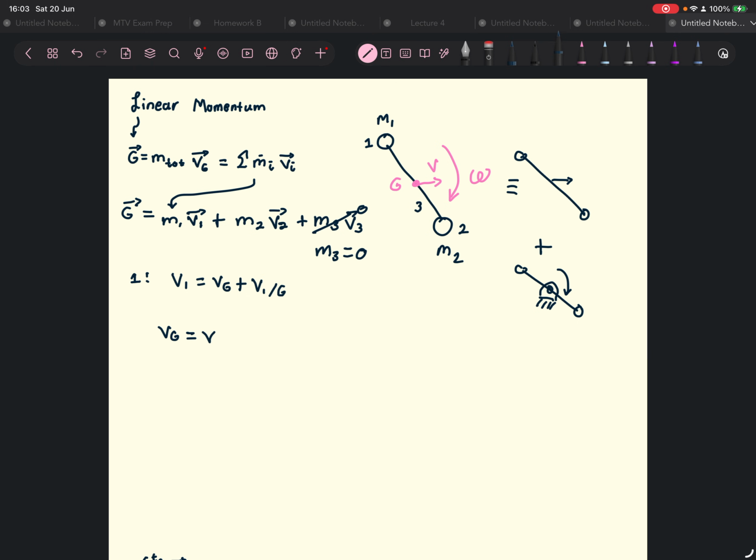And then, since we have a rigid body, we can make this omega times r, where r is just going to be the distance between G and particle 1, right? So cool. If we know all of these values, we can solve for the absolute velocity of particle 1, and then just make sure to do it in vector form. And then we'll do the same for particle 2. So we'll say this is equal to Vg plus V1 relative to G, right?